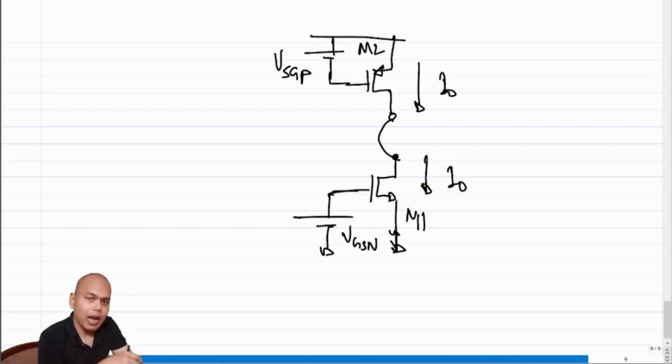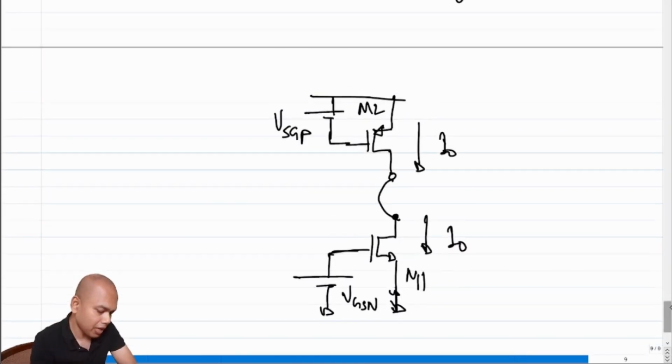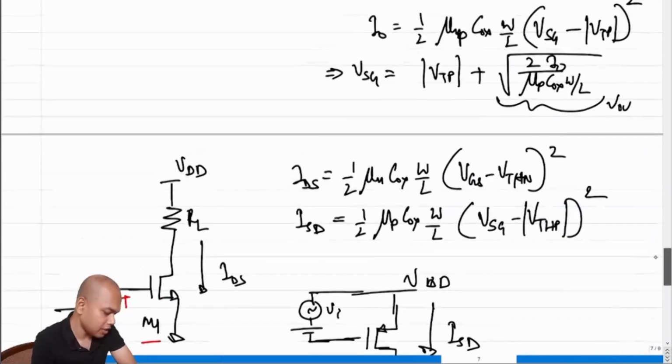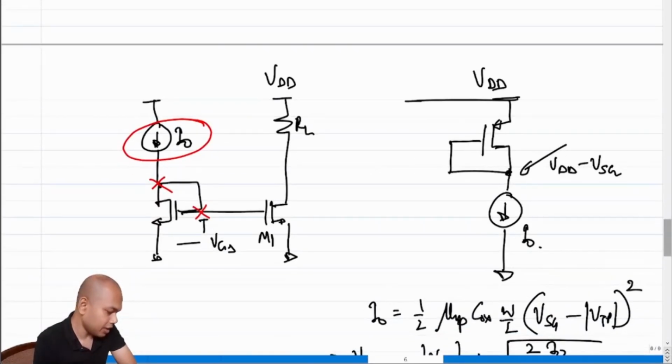We don't want to put a battery. We also don't want to put a resistor divider, because all the problems of a resistor divider in case of an n-MOS will also come in case of a p-MOS. So what is the other way of biasing? What is the other way of generating the VSG? The other way of generating the VSG is this.